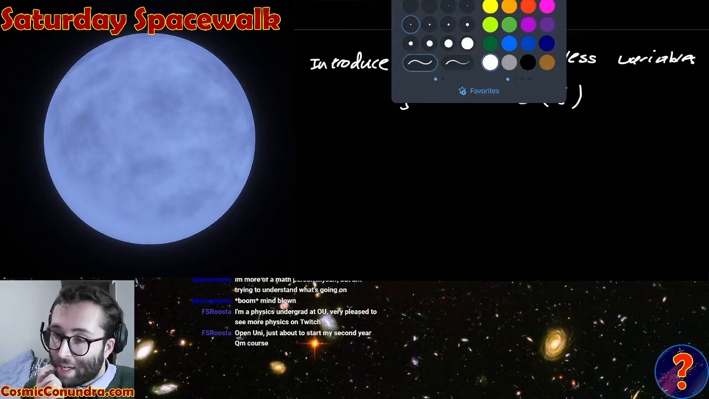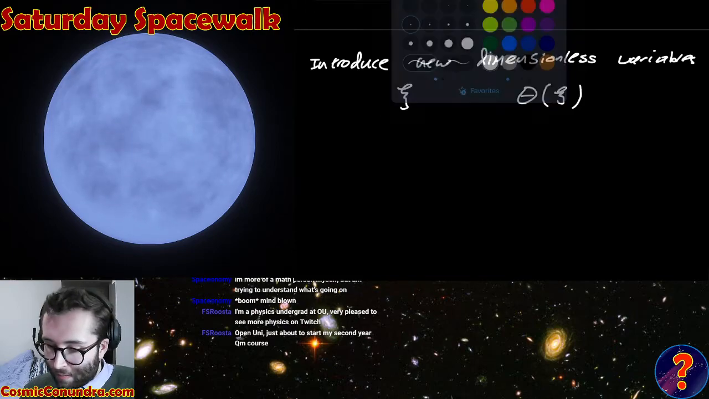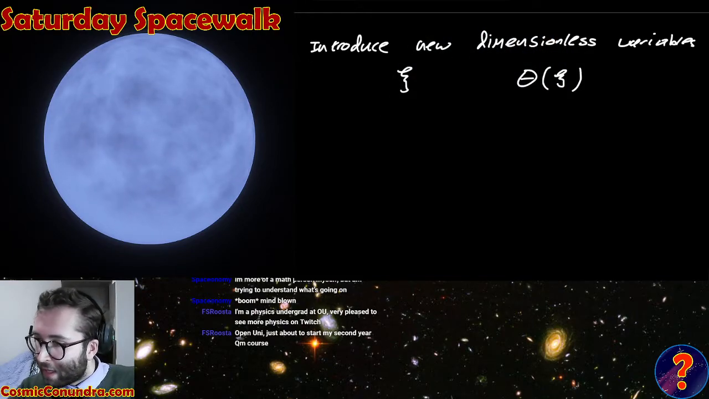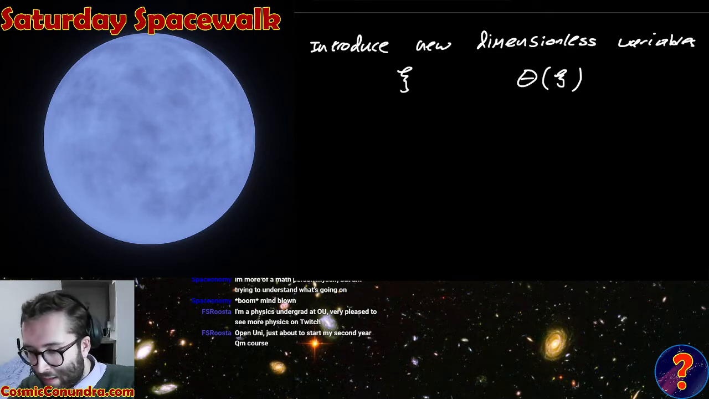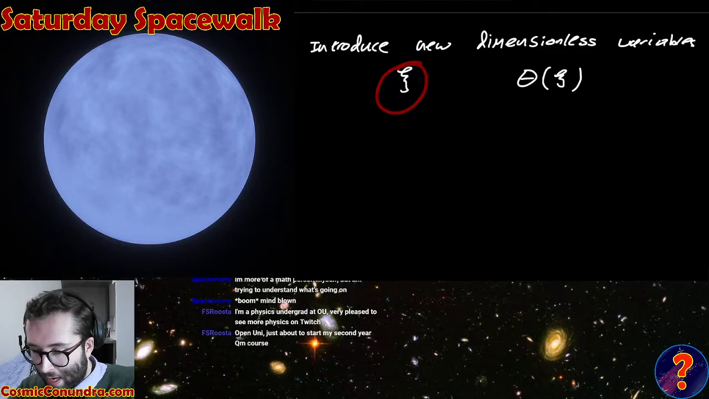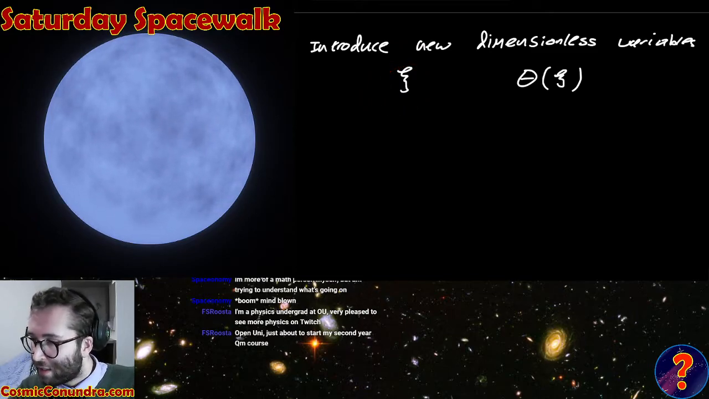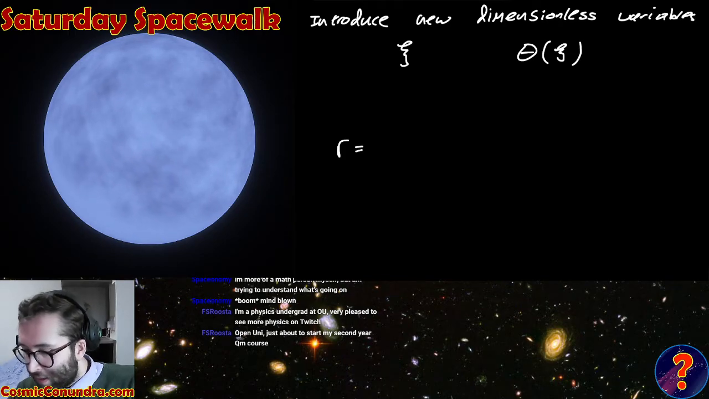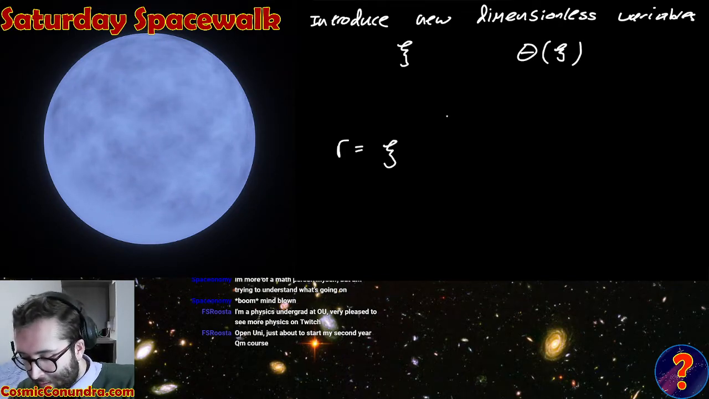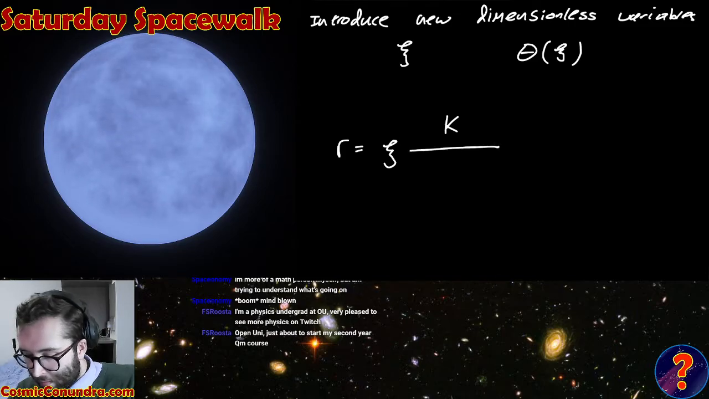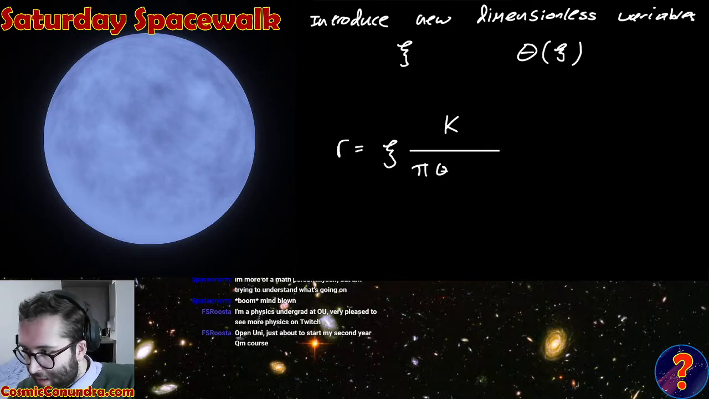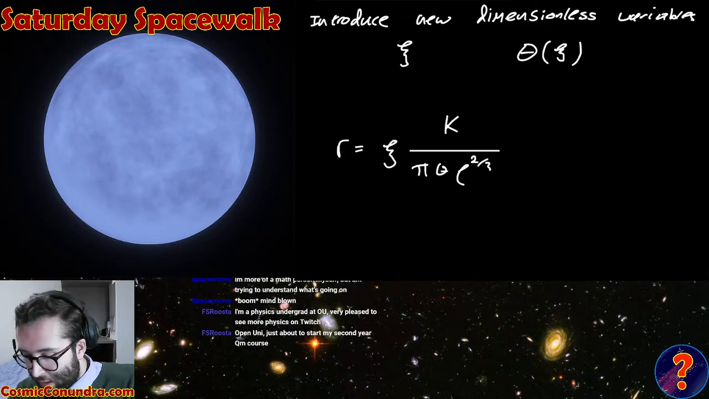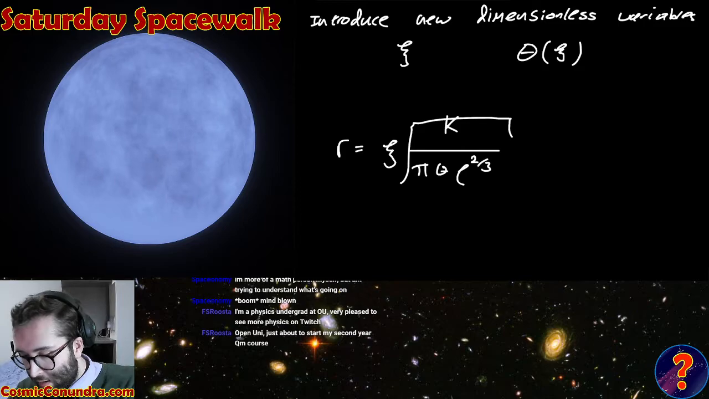Well, sorry, our dimensionless density, okay, that tells us how the density changes as a function of distance, or in this case, as a function of psi, our dimensionless distance variable. And these are related to our original variables in this way. Psi times k pi g rho to the 2/3 all square rooted.